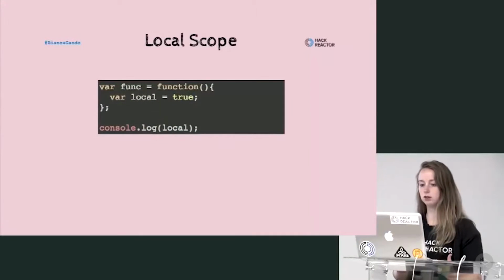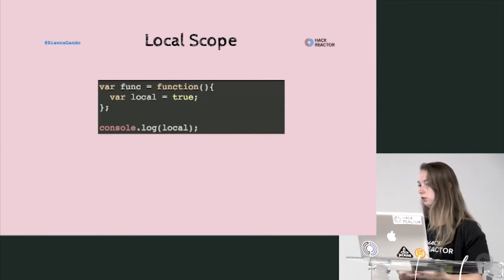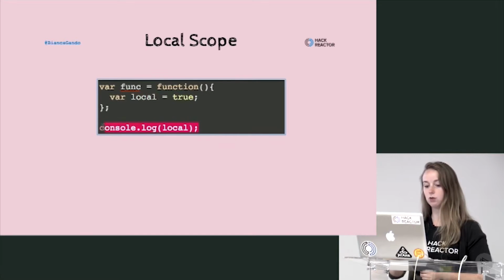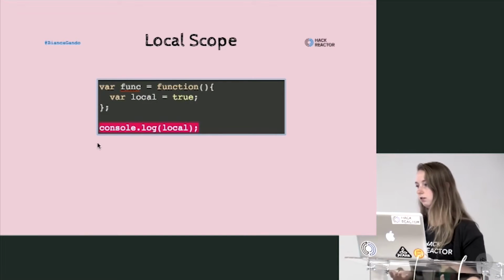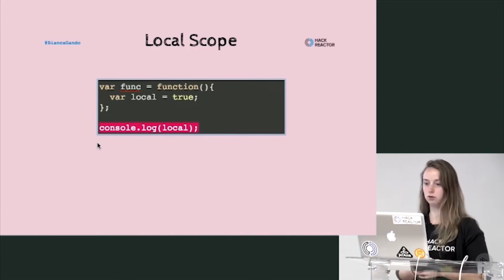So we have this thing called local scope, and this is how we create a scope in JavaScript: by wrapping in a function. This is the only way that we can create a scope, by saying var name inside of a function body. So if, for example, we console log local out here, this would be outside of that scope, and that would give us an error because there's no local variable there.